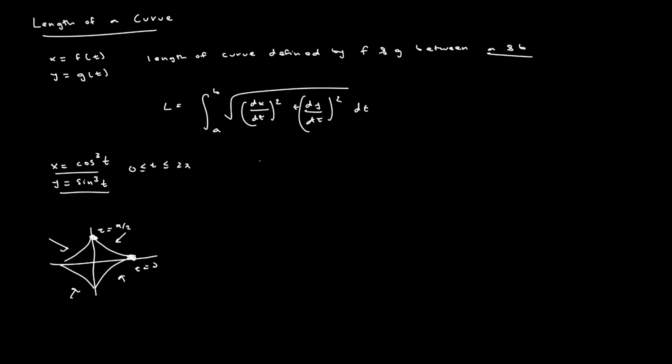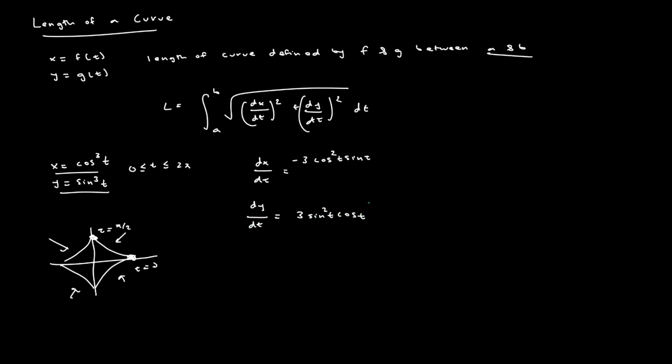Another thing we have to do is find dx over dt, which is equal to 3 cosine squared t, and then we derive cosine t, so that's minus sine t. Oops, I messed up, no, I was right. So dx over dt is 3 cosine squared t times minus sine t, and dy over dt is simply equal to 3 sine squared t times cosine t.